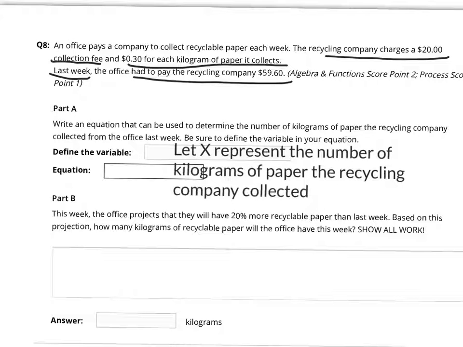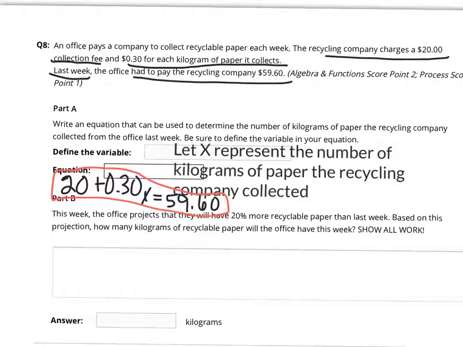And then the equation, think about what the costs are. Costs would be $20 plus 30 cents per kilogram. So $20 plus 30 cents times X equals $59.60. If you wanted to use a different variable, if you wanted to do K for kilograms, P for paper, whatever, that's fine. I just use X a lot of times. So that would be an equation.